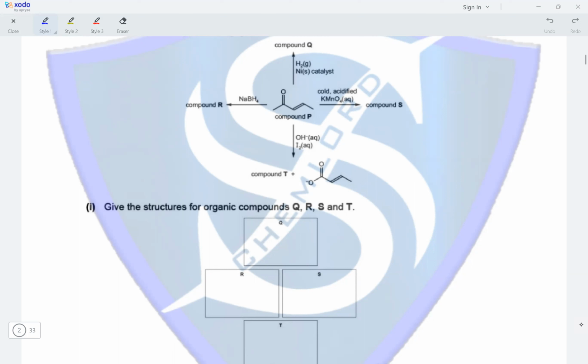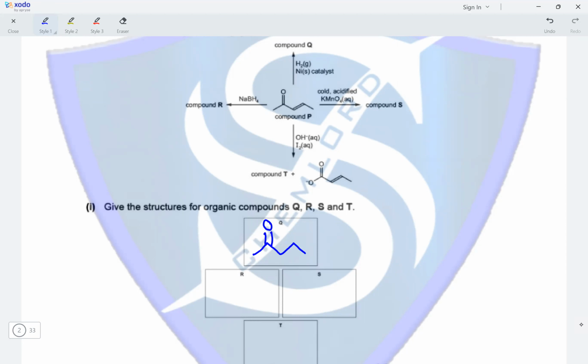So compound Q is formed by reduction or hydrogenation of compound P. So in compound P, we have a double bond present, which is an alkene group. So the hydrogen gas that is reacted with compound P will add on to the double bond and convert it into a single bond. So we have got the same compound, but instead of a double bond for the alkene, we will have a single bond, because both the carbon atoms that were involved in the double bond formation now have a hydrogen added on to them. And the C double bond O group will stay as it is, which is the ketone group.